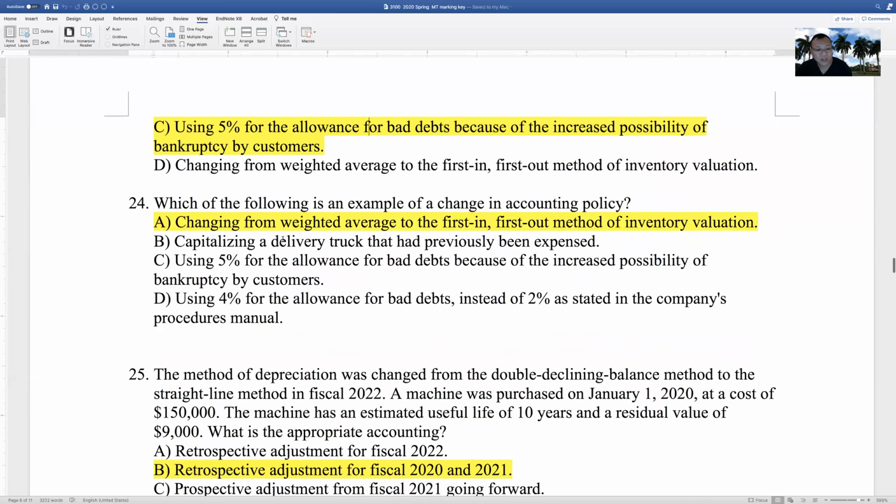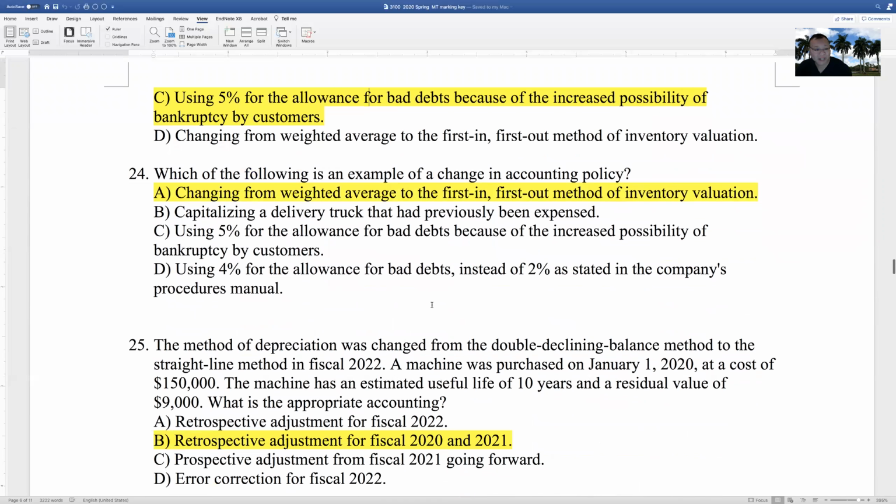Question 24, which of the following is an example of a change in accounting policy? The answer is A. So changing from weighted average to FIFO, that's a change in accounting policy, okay? C is a change in estimate. D is an error correction, okay? B, capitalizing a delivery truck that had previously been expensed. This is the correction of error, right?